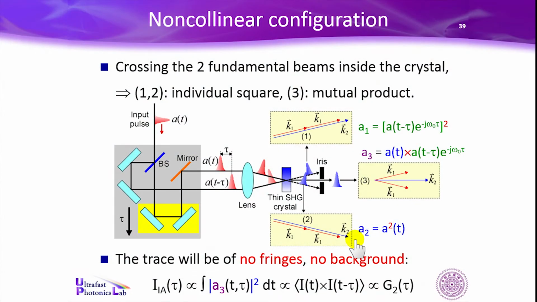Okay? So this non-collinear configuration can directly give us the G2 function without the requirement of post data processing. Okay? We do not need Fourier transform. We do not need low pass filtering. Okay? This is the G2 function. Okay? Any question?